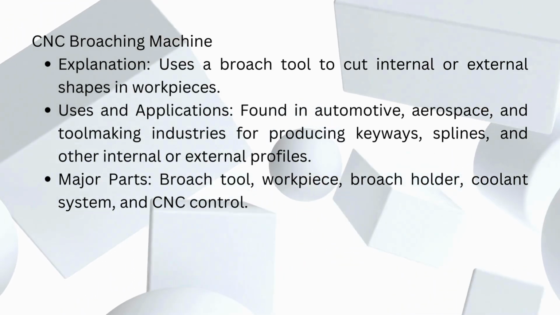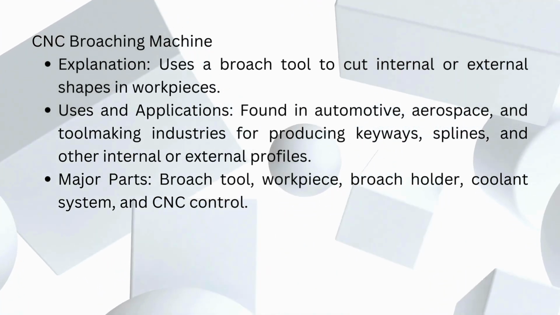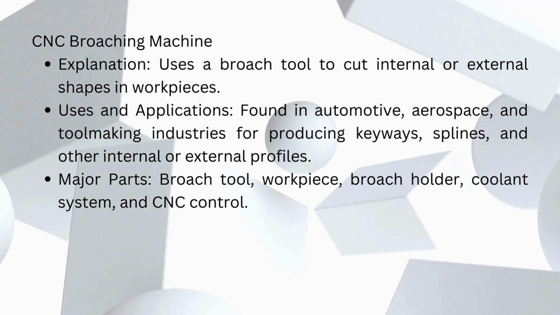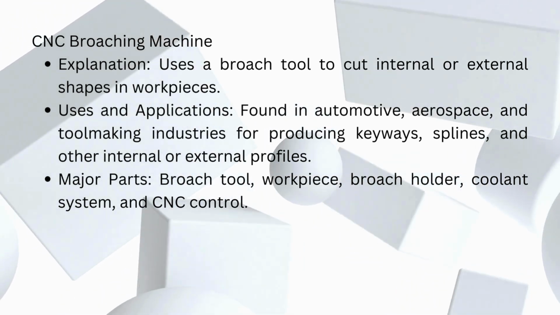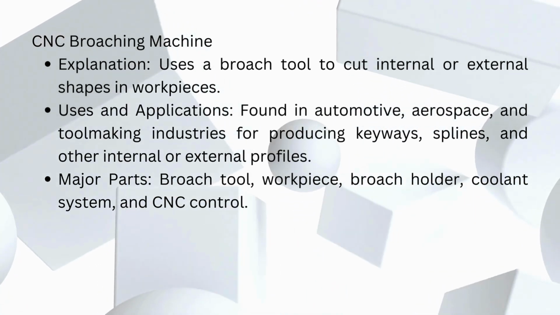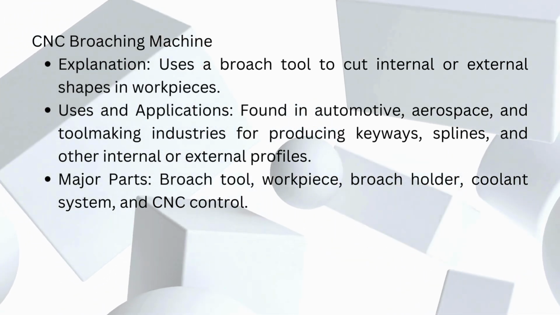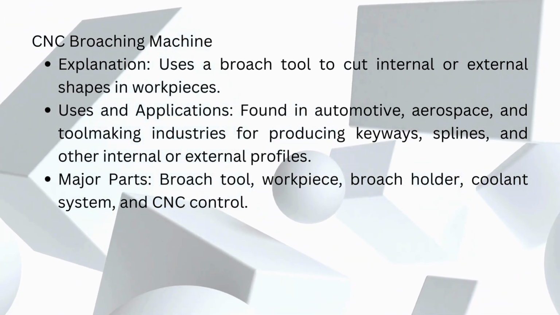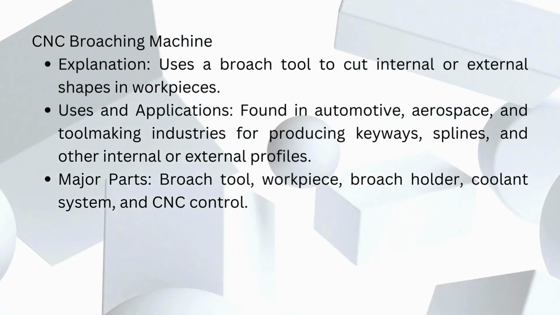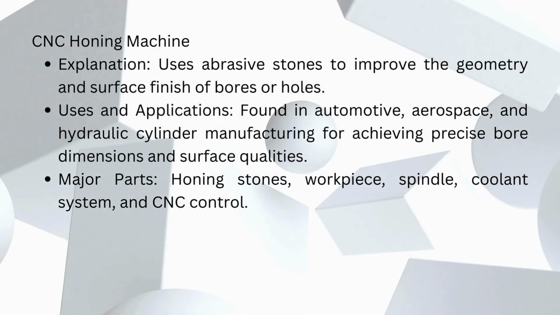CNC broaching machine. Explanation: uses a broach tool to cut internal or external shapes in workpieces. Uses and applications: found in automotive, aerospace, and tool-making industries for producing keyways, splines, and other internal or external profiles. Major parts: broach tool, workpiece, broach holder, coolant system, and CNC control.